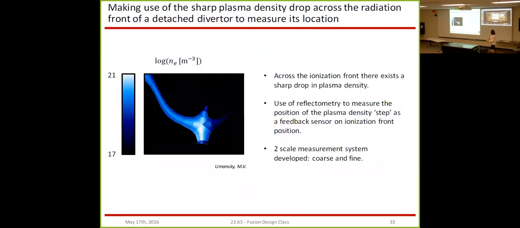Now, the important thing about these ionization fronts is that they come with a very sharp step in density. You have here a situation that's slightly different than the one I showed you before. Here we have the plasma density, and we have an ionization front that's running down at the X point and not up the leg like I was showing you before. But you see very clearly here that there's a sharp change in the plasma density at the ionization front. And the idea of the reflectometer is to use that change in density to give you information about where the ionization front is. And we'll do this using two different types of measuring systems, one which has a coarse resolution and one that has a fine resolution.